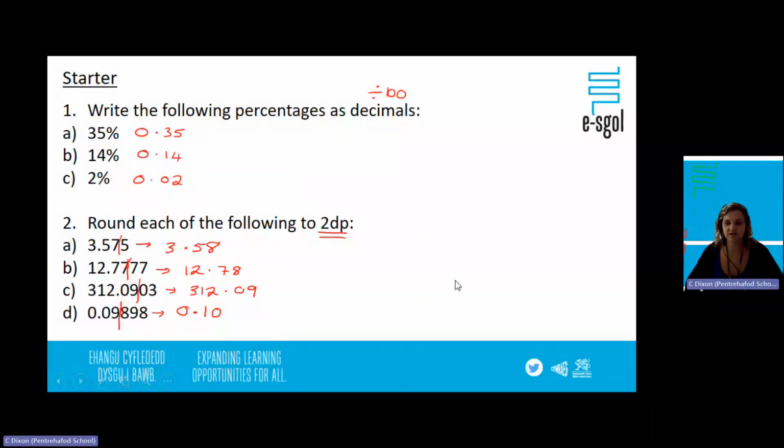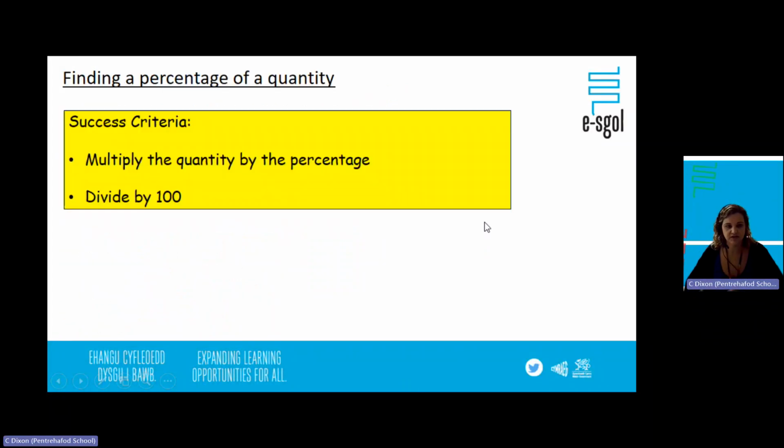So these are skills we're going to use in today's session. So we're going to go straight into finding a percentage of a quantity. Now, if you remember from the last session, we had this, which was to multiply the quantity by the percentage and divide by 100. There were various different ways for a non-calculator and a calculator process. So as I said, we're looking at just the calculator work today. This might vary slightly from last session if you've watched that one.